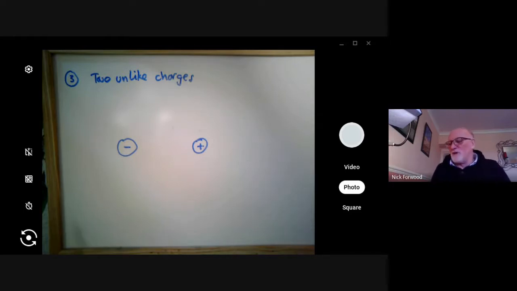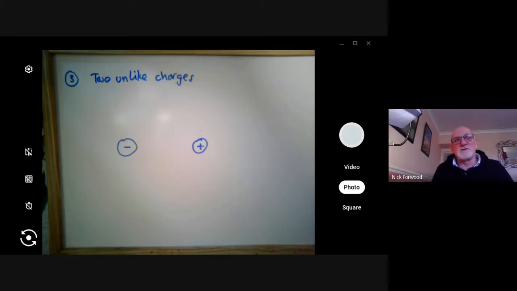And you can probably think ahead and think, right, well, I wonder what number 4 is. It's actually 2 charges that are the same, 2 like charges. So we could have 2 negatives or 2 positives. So you can see where this is going. Okay, so we're going to take our test positive particle and think about this.